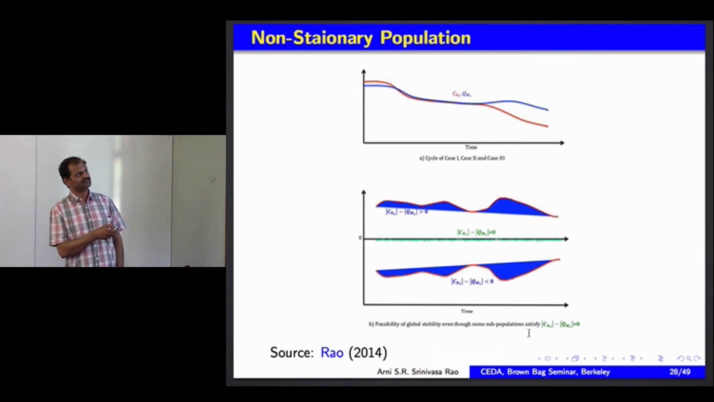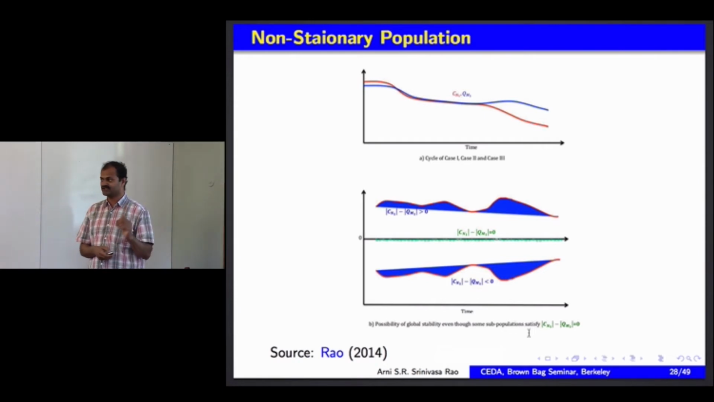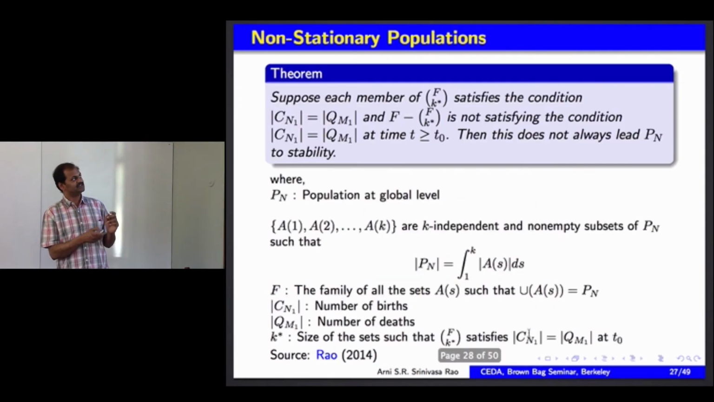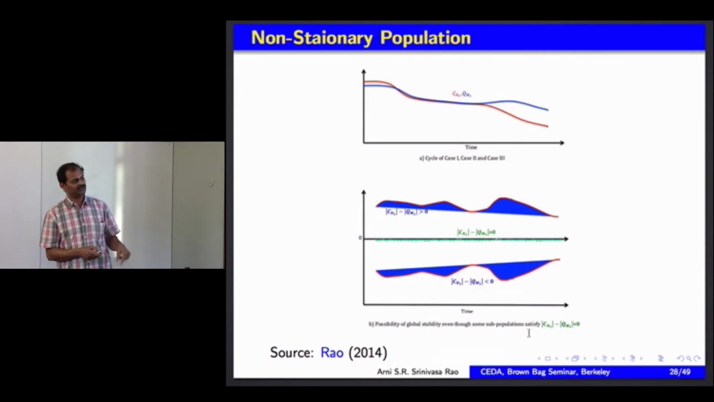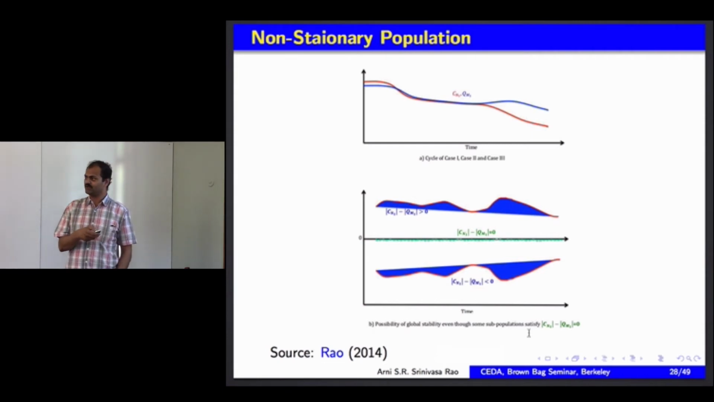So there are implications of this particular theorem. We discuss three cases: Cn1 less than Qm1, Cn1 greater than Qm1, and Cn1 equal to Qm1. All three cases we discuss, and how that particular dynamics looks. One article came up in the Journal of Mathematical Biology, and another article we published in the Notices of the American Mathematical Society.